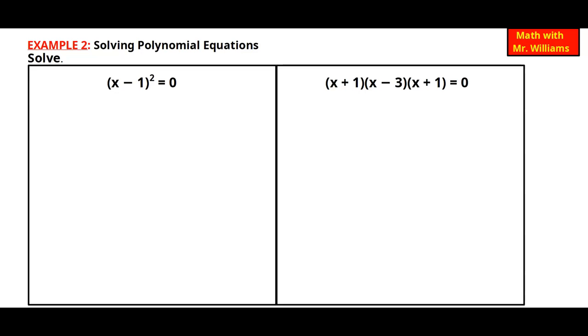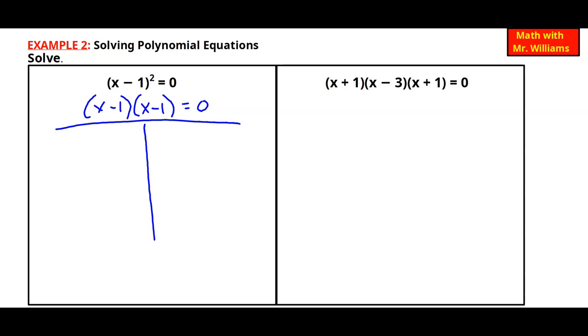Mr. Williams, example 2, solving polynomial equations. Solve. So we have the binomial x minus 1 squared equals 0. So if I take that square and apply it, we have 2 of the same binomials. So I'm going to go ahead and draw my t-chart. I'm going to set each one equal to 0.